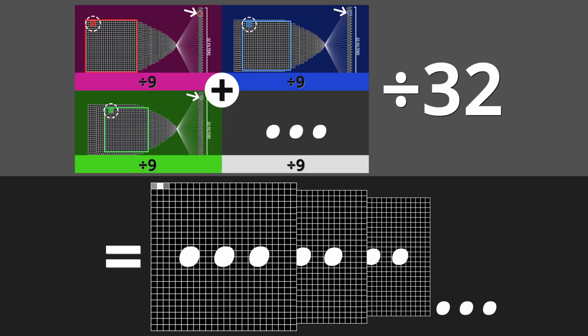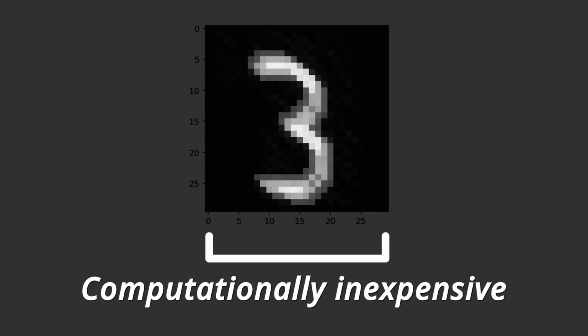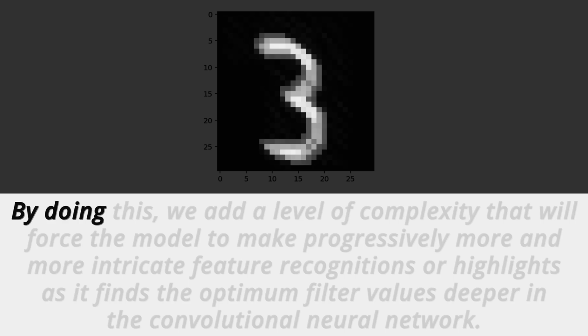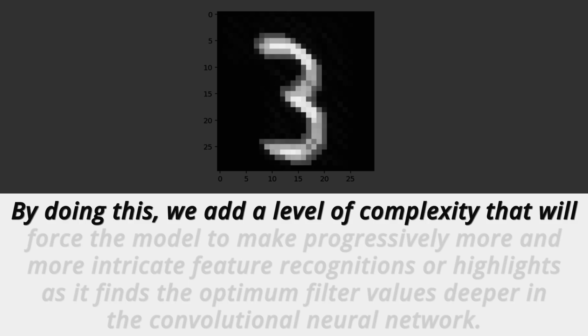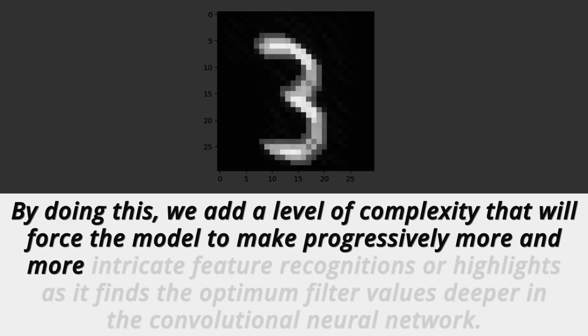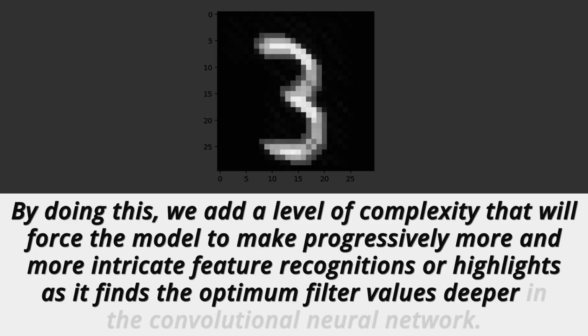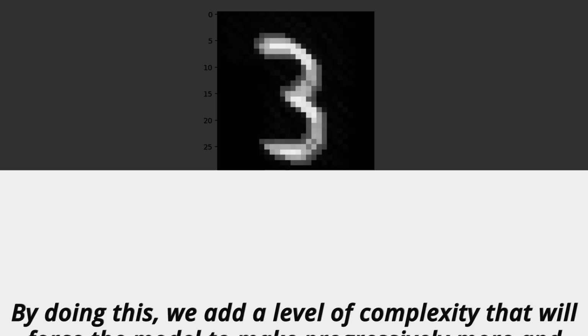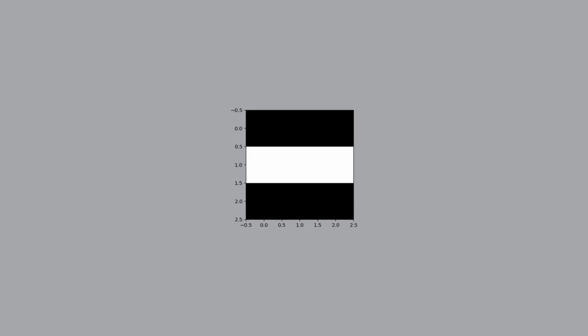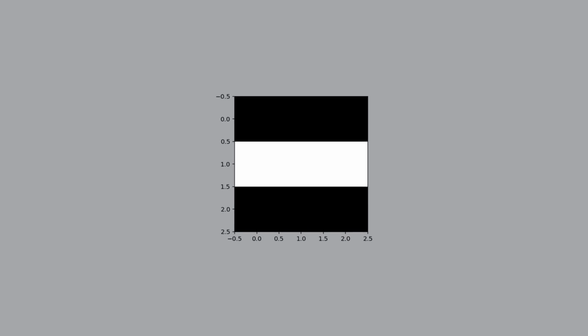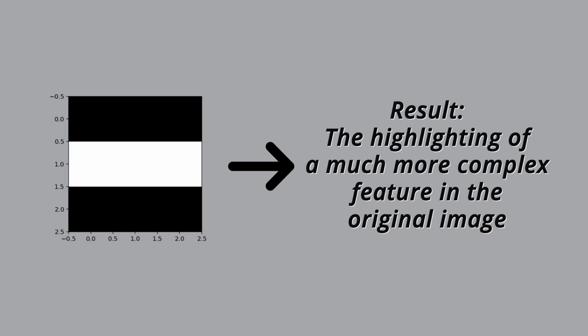By performing convolution and averaging the values in this way, I combine the highlighted features in a computationally inexpensive way. By doing this, we add a level of complexity that will force the model to make progressively more and more intricate feature recognitions or highlights as it finds the optimum filter values deeper in the convolutional neural network. So, deep in a convolutional neural network, where convolution, pooling, and activation have already been performed quite a few times, a filter that looks like a horizontal line, for example, will likely result in the highlighting of a much more complex feature in the original image.